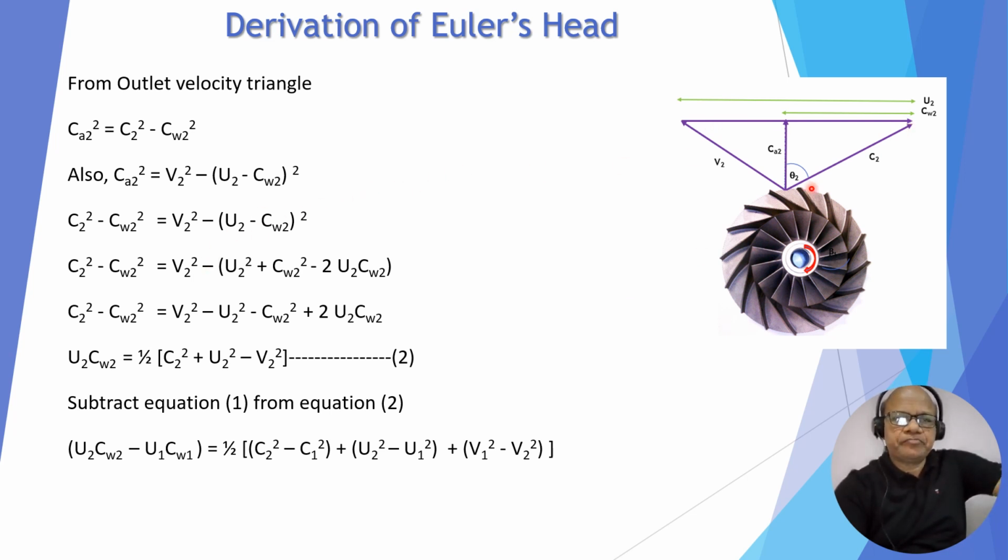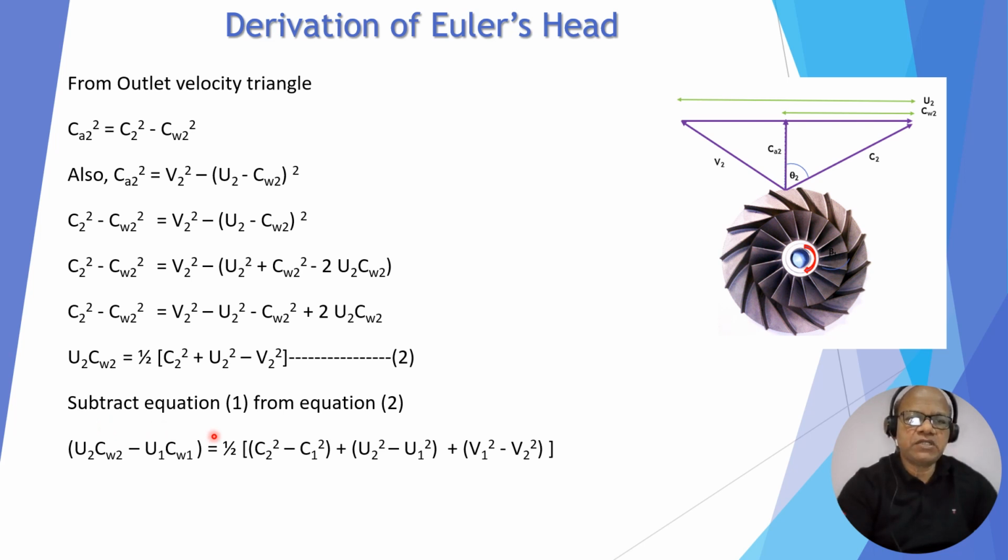So again, if you look at this triangle, CA2 squared is equal to C2 squared minus CW2 squared. Also, if you look at the other triangle, CA2 squared is equal to V2 squared minus this portion, that is (U2 minus CW2) squared. So on further simplification, we can say that U2 into CW2 is equal to half into [C2 squared plus U2 squared minus V2 squared]. That is equation number 2.